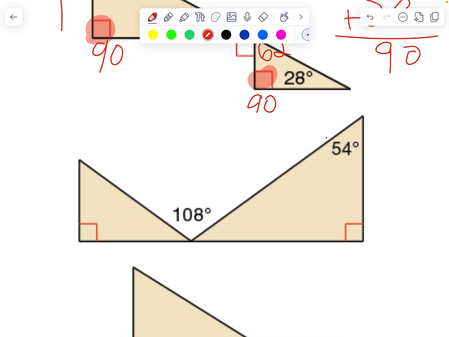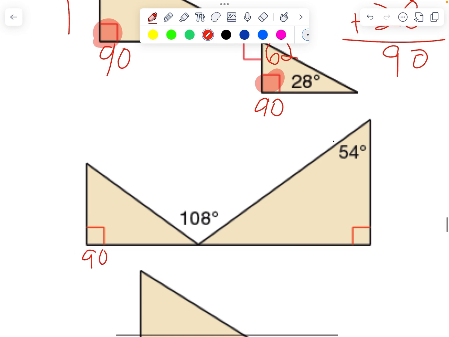All right, I got 108, 54. I got 90s again, so this is 90, and this is 90. Okay, so that's good. That helps. That is helpful. We need to figure out what this angle is right here and what this angle is right here.